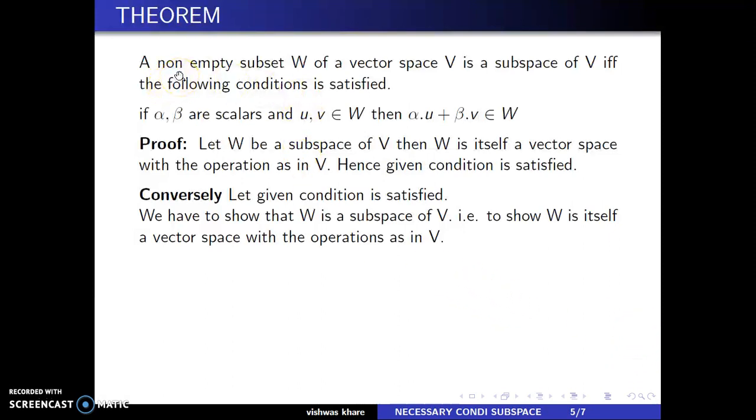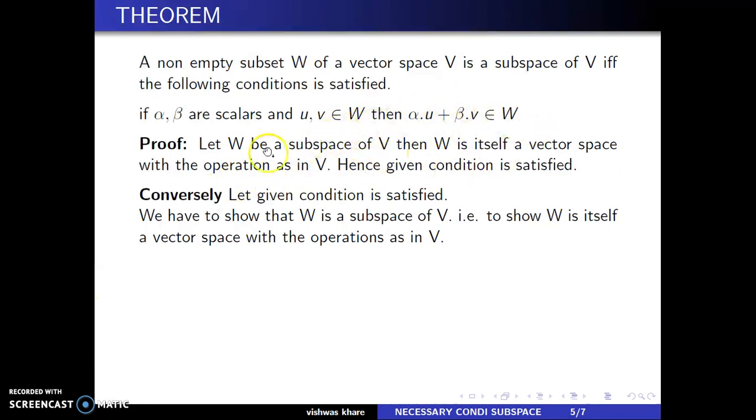Theorem. Now, the previous theorem can be written in this form also. A non-empty subset W of a vector space V is a subspace of V if and only if the following condition is satisfied. If alpha, beta are scalars and U, V belong to W, then alpha into U plus beta into V belongs to W. That is, if W is a subspace, then this condition should be satisfied. And conversely, if alpha into U plus beta into V belongs to W for every scalars alpha, beta and for every vector U, V belonging to W, then W is a subspace.